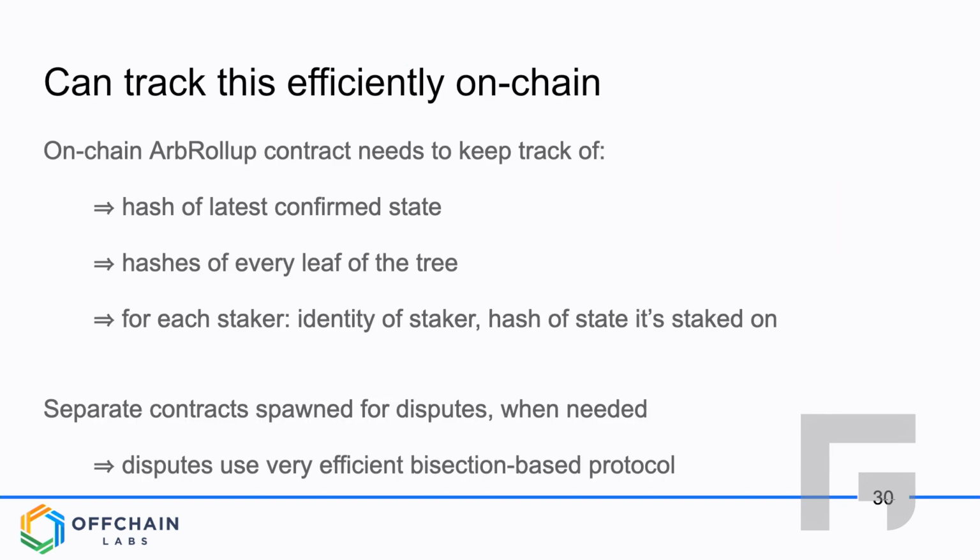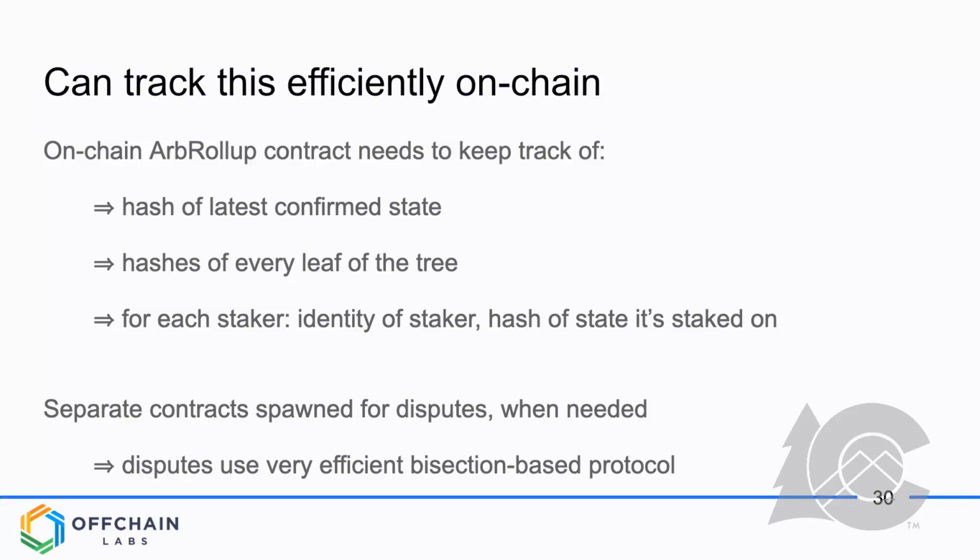Now, you might think all of these nodes and branching and stakers and so on are expensive to track on-chain, but there are tricks for reducing how much we have to store. Turns out the on-chain contract just needs to keep track of the hash of the latest confirmed state, the hash of every leaf of the tree. In that previous diagram, there were 4 of those, and also for each staker, who the staker is and the hash of the state they're staked on. That's all that needs to be tracked, so that's actually pretty small.